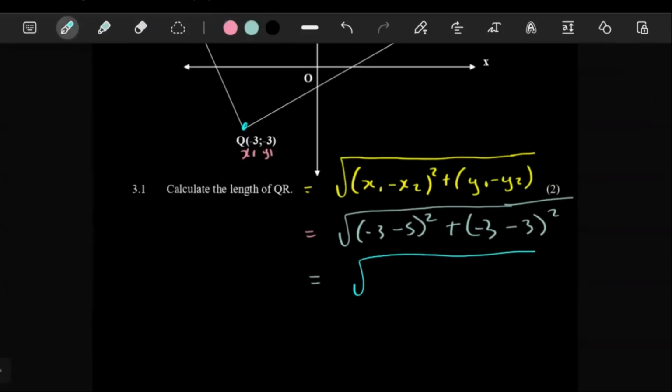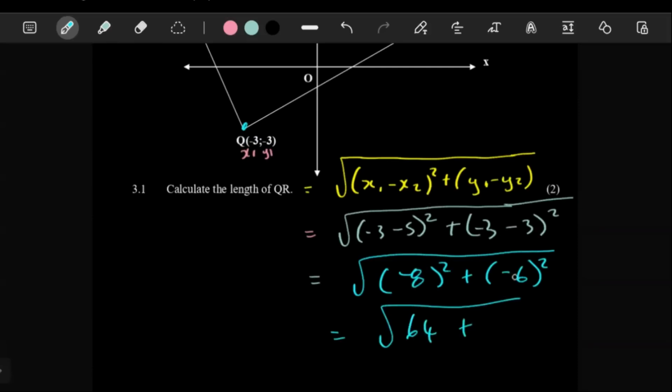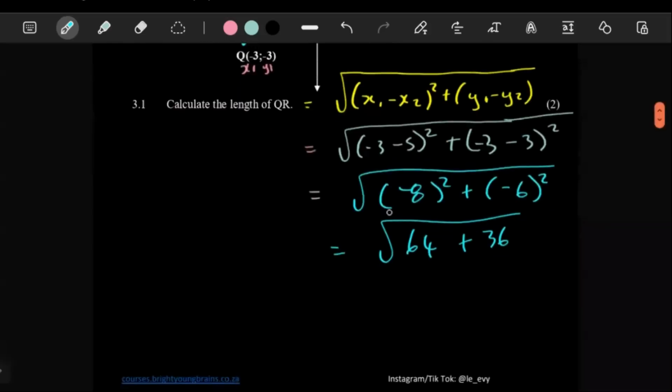But let's go a step further. -8 squared and 6 squared. 8 times 8 is 64, and 6 times 6 is 36. So this is going to give us 100, and the square root of 100 is just 10.